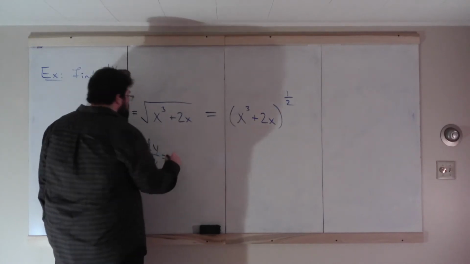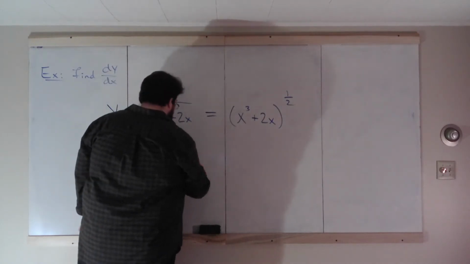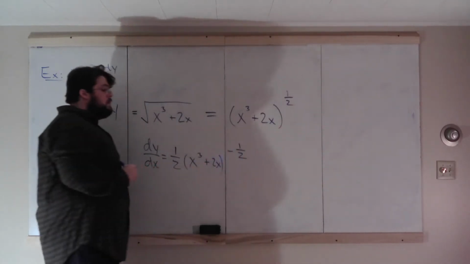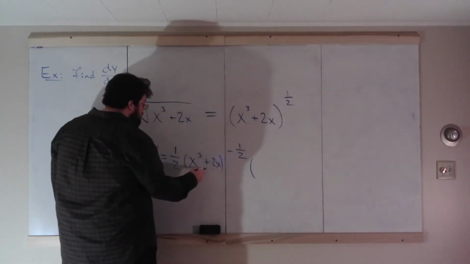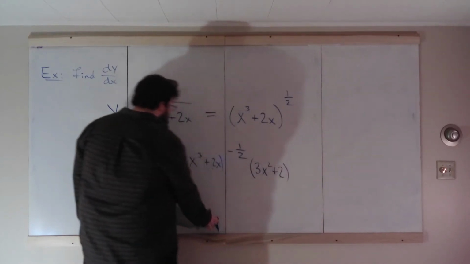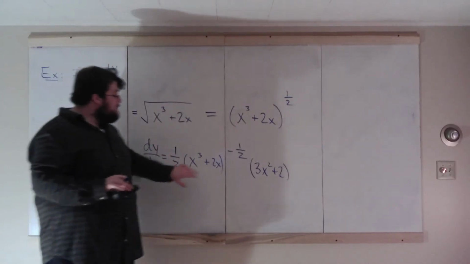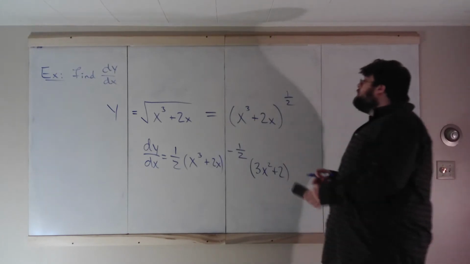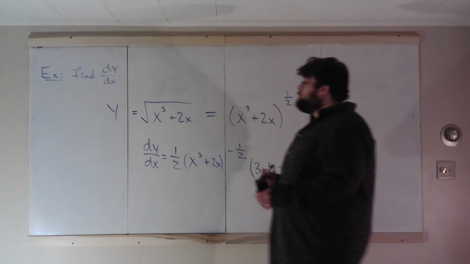The derivative, we have a function to the 1/2. So the derivative is a half of them to the 1/2 minus 1, negative 1/2. But then times the derivative of this inside, which is 3x squared plus 2. So function to the half, half to the negative half, and then times derivative of the inside. Here, if you wanted to write out a u substitution, u would equal x cubed plus 2x.